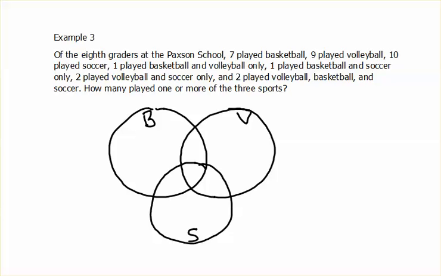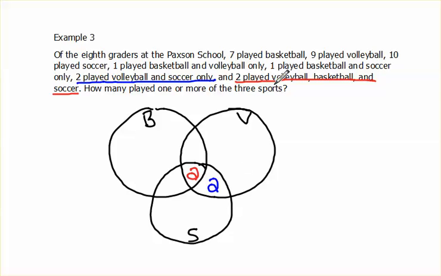So in doing that, the very last part of the statement says 2 played volleyball, basketball, and soccer. So that's where all 3 of these circles meet. That means we've got 2 people in that intersection right there. Now then, if I work my way backwards, it says 2 played volleyball and soccer only. Doesn't say that they played basketball. They were only in volleyball and soccer. So we have 2 more in this little intersection area there.